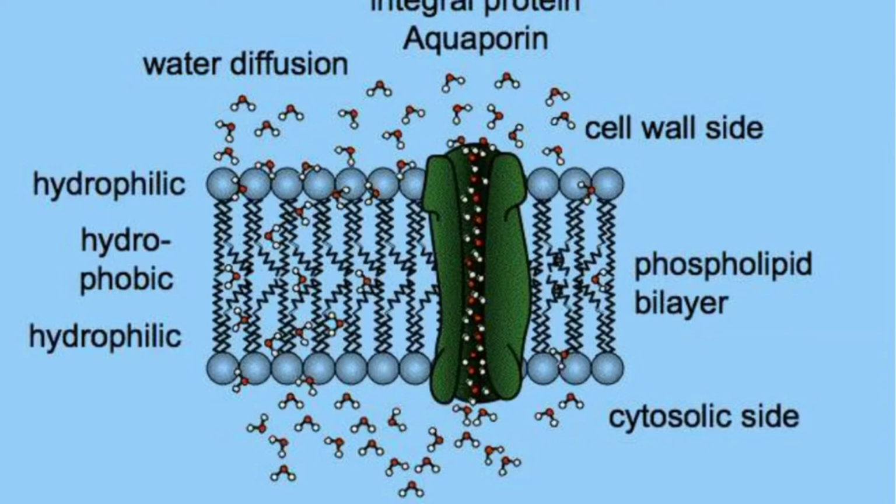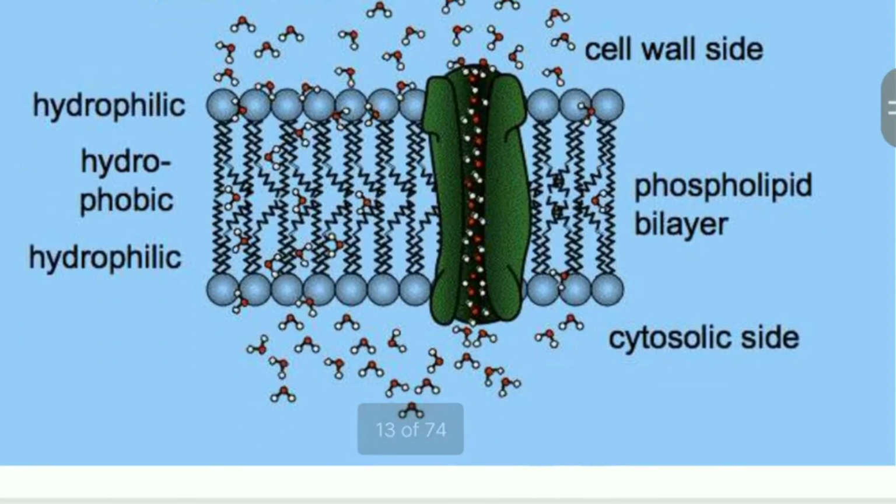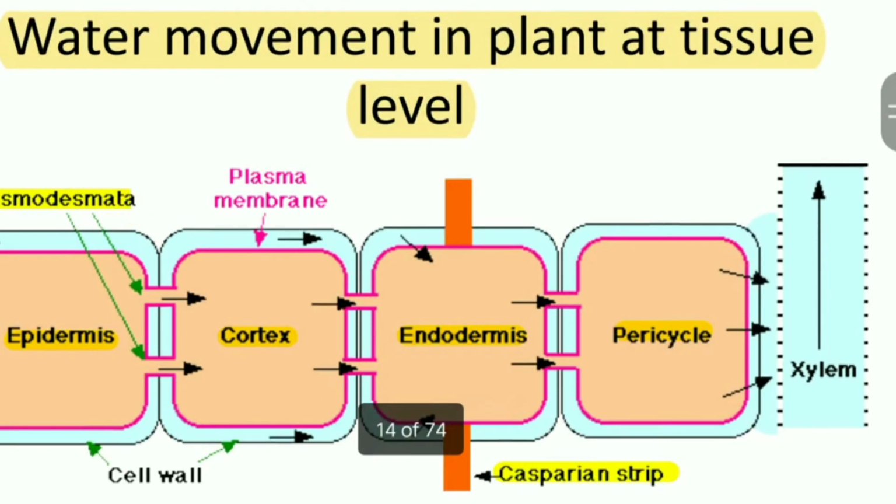This aquaporin is basically an integral protein. What are integral proteins? Integral proteins are proteins which are situated across the membrane, like they start at the cell wall side and end at the cytosolic side. These span the whole semi-permeable membrane. So these kinds of proteins are integral proteins.